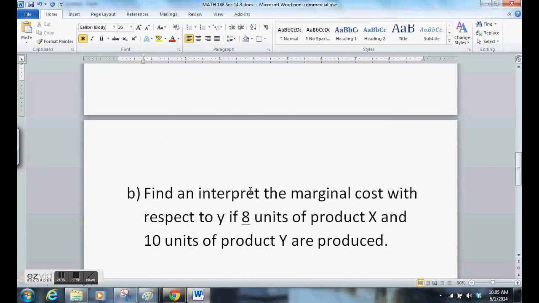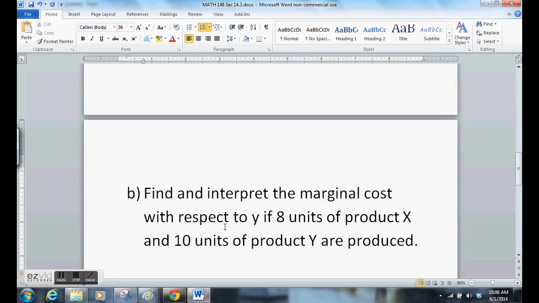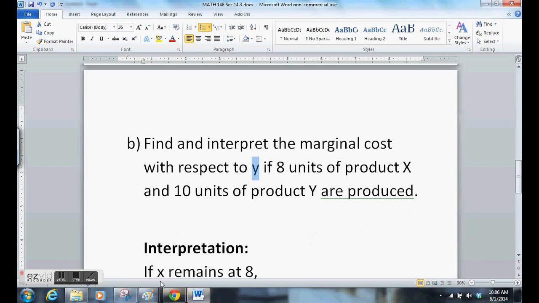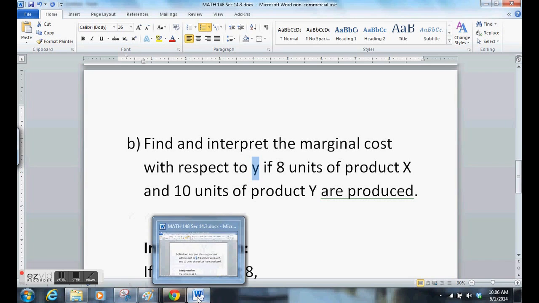Find and interpret the marginal cost with respect to y, so we switched it up, if 8 units of product x and 10 units of product y are produced. Do you see how they just switched it around? They switched it on us, so it's very similar to part A. They just slightly changed the numbers. Did I get those numbers right? I'm checking. 8 and 10, and then they had 8 and 10. So they just totally flipped x and y. But we can do it.